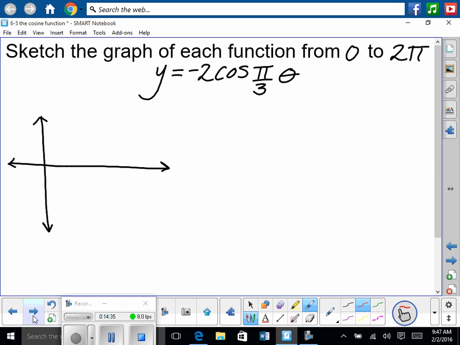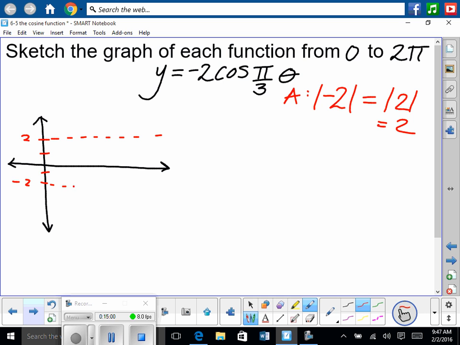It says sketch the graph of each function from 0 to 2 pi. So we're going to draw in, it just depends. Once again, this one's a little bit trickier. What's my amplitude? The absolute value of -2, which is 2. So our amplitude is 2. We're going up 1, 2, and drawing in an asymptote. We're going down 1, 2, drawing in an asymptote.